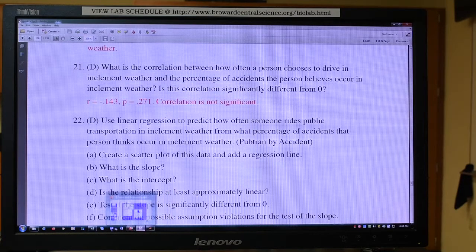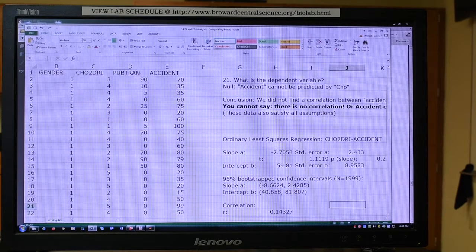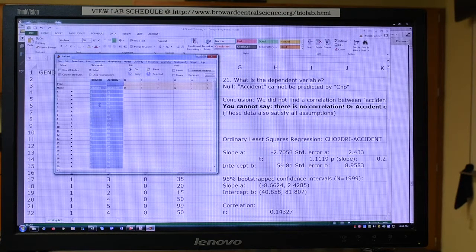So treating those that way, where choose is the independent variable and accidents is the dependent variable, this is how you would work it, okay? So again, we would select the two columns that we need, and if accident is the dependent variable, it has to go in the second column, and choose has to go in the first column. Okay, so here we have choose as the independent variable and accident as the dependent variable. Now we select the two columns. We hit model, linear, bivariate.